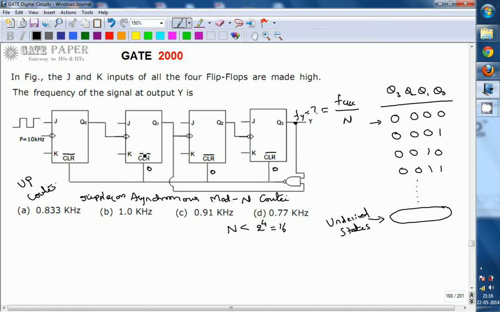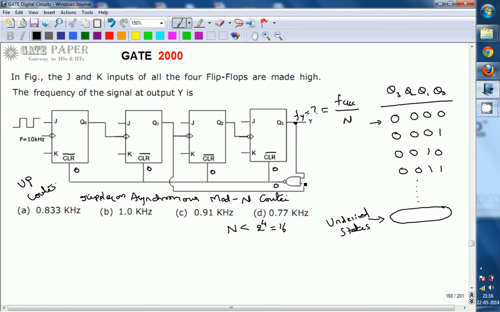Active low input, since it is clear bar is given, so clear requires logic 0 to make resetting of flip-flops. So the output of this NAND gate, if it is 0, at that time that 0 will be connected to all clear inputs of these flip-flops, so that the clear operation takes place. So this clear operation should be taking place only on the undesired state. So this 0 you should get for the undesired state.